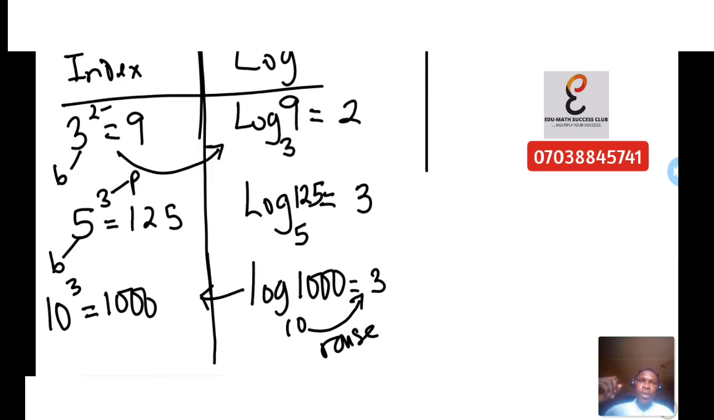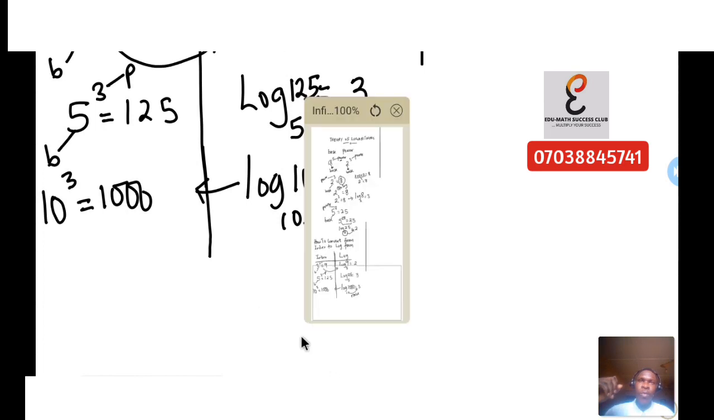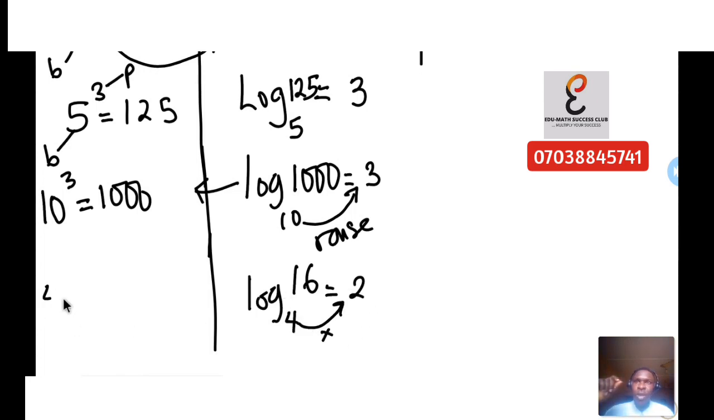Okay. Now let's take one more example. For the next example, let's take log to index form. Let's look at another one. You have log base 4 of 16 equals to 2. So it's the same process. This 4 will raise this 2. Please, not 4 times 2. 4 raised to the power 2. So that should be here. Equals to, then 16 will be right here. So that's about converting from index to log form.